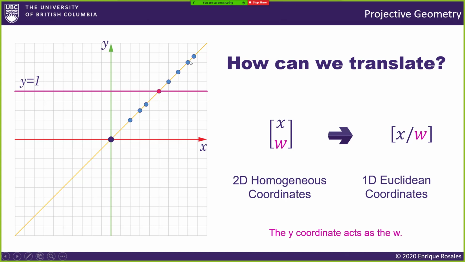So what happens if you take any of those points, take the y value, and divide the x value by the y value? Where do you get? In which of these points do you end up? The red one, right? You end up at the intersection where y is equal to 1, because you're kind of normalizing everything with your y value. Okay?